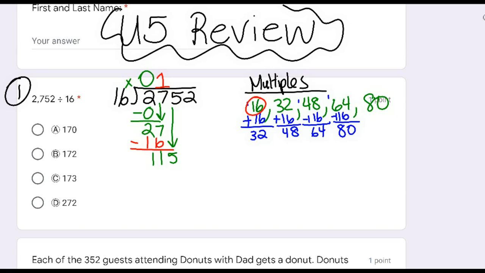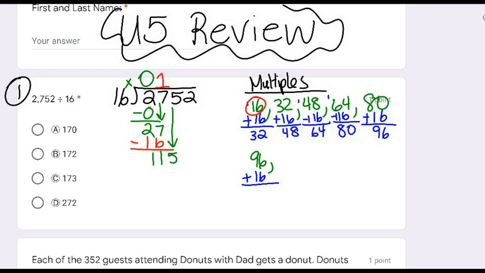Uh-oh, it looks like we need to get more multiples going so that we can try to find how many 16s we can get out of 115. So I'm going to add another 16 to this 80 over here. That will give me 96, and that would be the next multiple that I'm dealing with. And again, I'm trying to get as close to 115 as possible. So let's add another 16 to this 96.